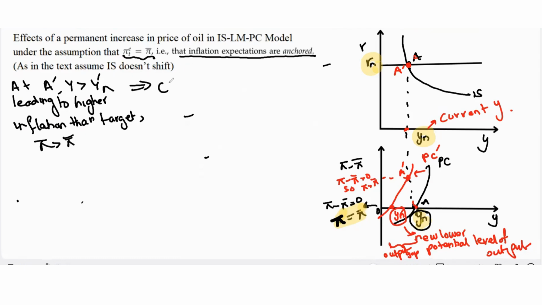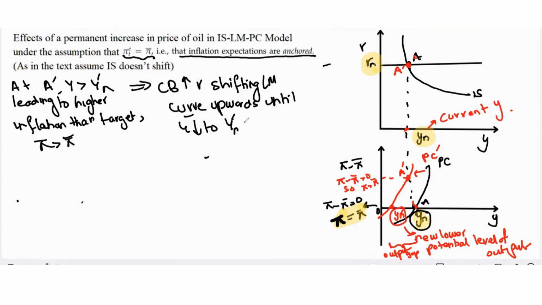So now what the central bank will do is increase R, shifting the LM curve upwards, until Y decreases to Y N prime. Essentially, it's going to increase the real interest rate until output is equal to the new lower potential level of output.